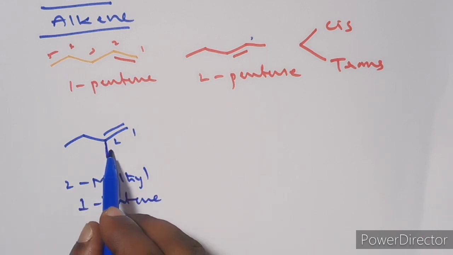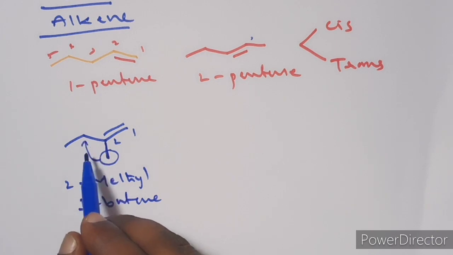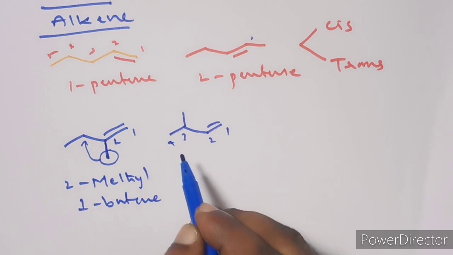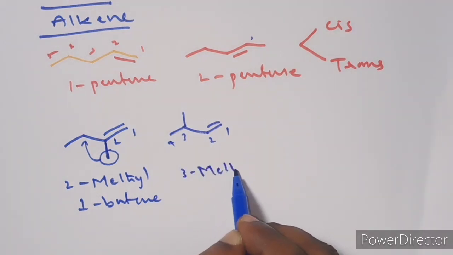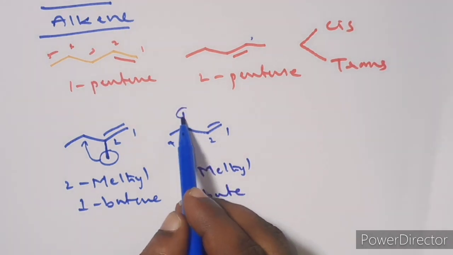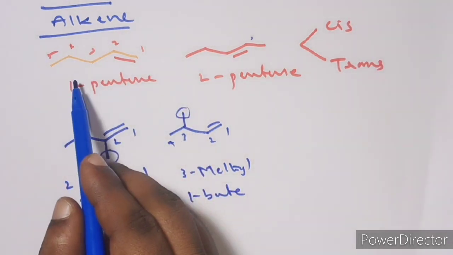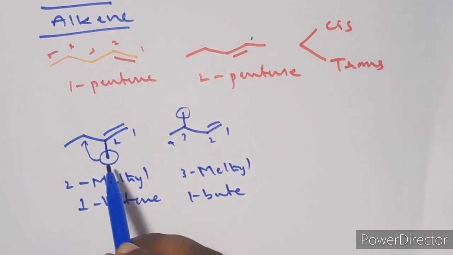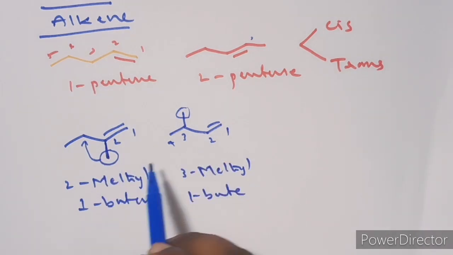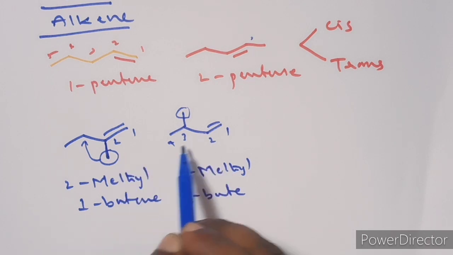Next, change the position of the methyl group from here to here. You will get another isomer. So this is 1, 2, 3, 4: 3-methyl-1-butene. Again, if you change the position of the methyl group from here to here, you will get the 1-pentene, so don't write the repeated structures. So the number of methyl-1-butenes is 2.